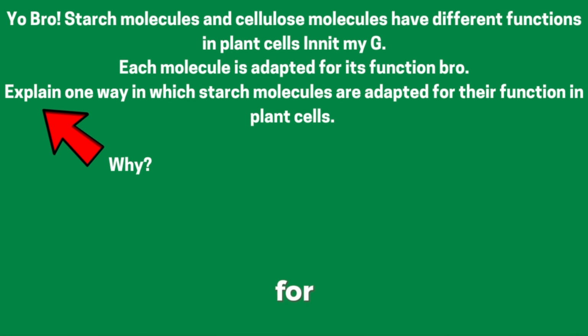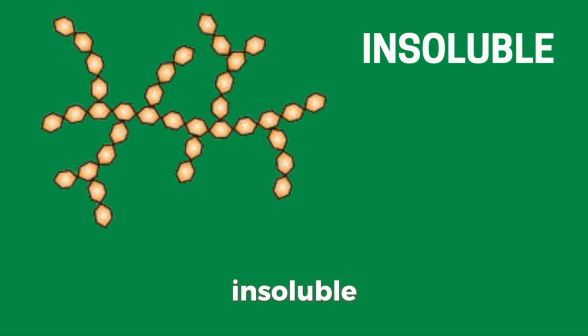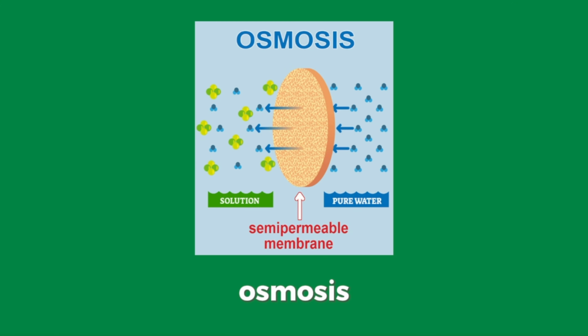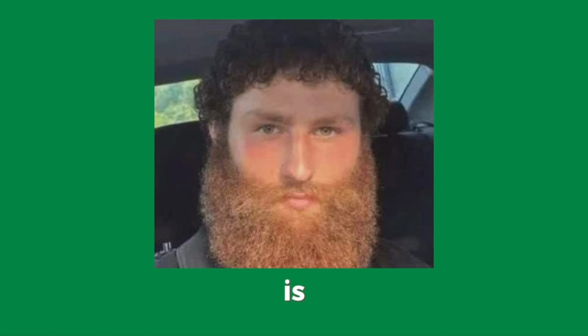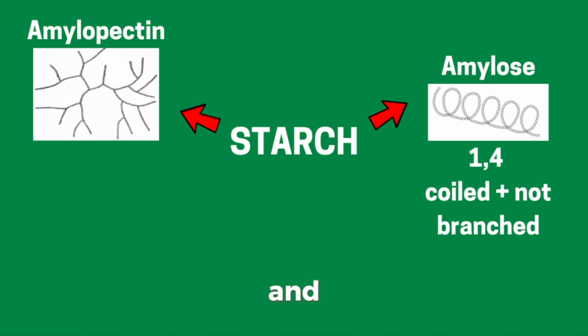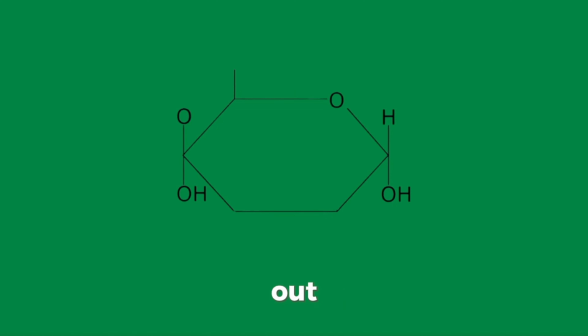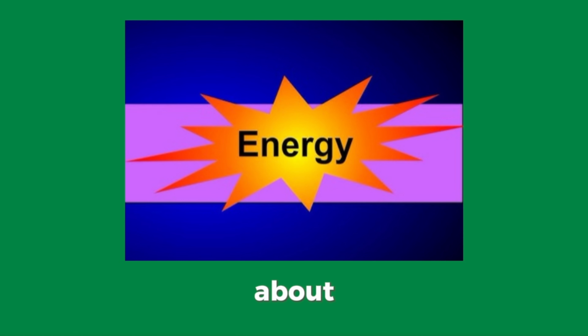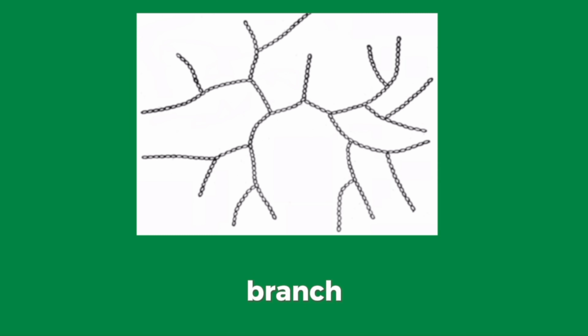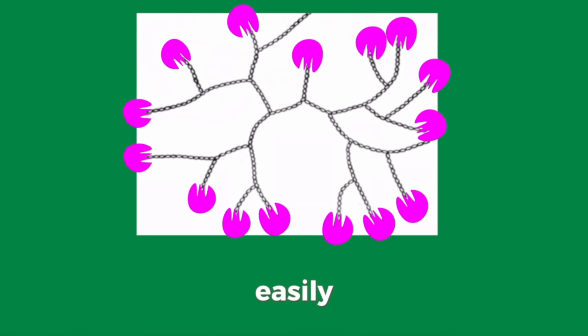So for an answer, we did go through this. For this answer, we can say starch is insoluble. Why? Why is this important? Well, it doesn't affect the water potential, therefore there's no osmosis. You could also say another way it's adapted is, starch has amylose, and amylose is helical, which is a very compact structure, meaning it can contain so many molecules of glucose, which, when broken down, releases energy. You could also talk about its boy amylopectin and how it's a branched structure. And why is this important? Well, again, branched structure, very many free ends, and it can be broken down easily, okay?